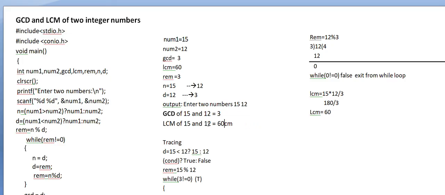So in this way we can calculate and get the GCD and LCM of two numbers. I hope you have understood.